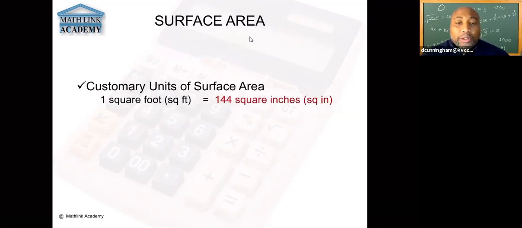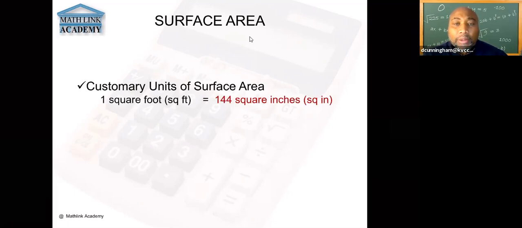So a few things are good to just put in the back of your head. 1 square foot, again, we're talking about square foot because it is area, is equal to 144 square inches. Now you may want to say, hey, Mr. C, how do I memorize this that you put in red? Well, remember that 1 foot equals 12 inches. So if we're talking about square feet and square inches, we're going to multiply 12 by itself, 12 times 12. And 12 times 12 is 144.